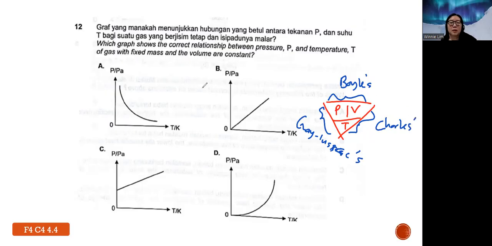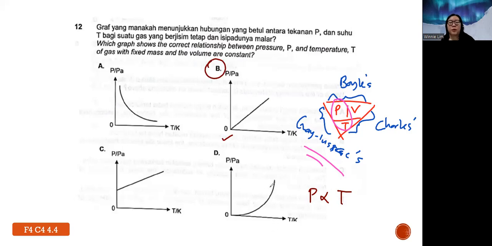Okay, then since it's P and T, that means it is what law? It is Gay-Lussac's law. So whether Gay-Lussac's law or Charles' law, the relationship between the two quantities is basically directly proportional. That means pressure is directly proportional to absolute temperature. Absolute temperature is temperature in Kelvin. So since they are directly proportional, we check which graph is directly proportional. So the answer is B.